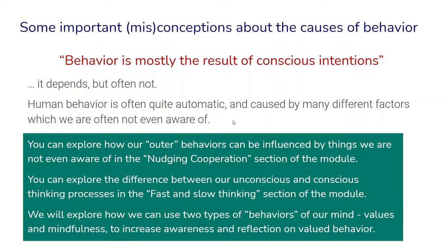And so in this module, we will especially also explore some of those outer behaviors that are in fact quite often automatic or unconscious, and how we can deal with them better. For example, we will look at one approach called nudging, which explores how our outer behaviors can be influenced by things we are not even aware of, and how we might use this understanding to improve how we behave in the world. We will also explore the difference between our unconscious and conscious thinking processes in the fast and slow thinking section of the module. And finally, we'll also explore how we can use the two types of behaviors of our mind, values and mindfulness, to increase our awareness and reflection on valued behavior.